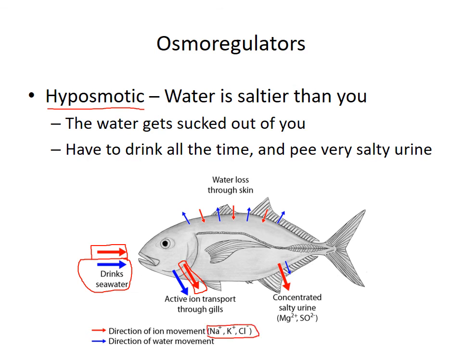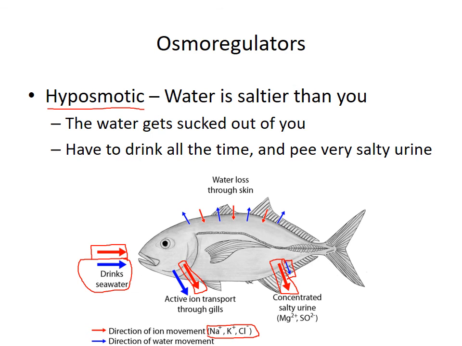Also, their excretory system, their kidneys and all that, can make very salty urine, so that when they pee, it's very salty, and they're not getting rid of much water when they pee because they want to hang on to the water, but they're getting rid of a lot of salt when they pee.